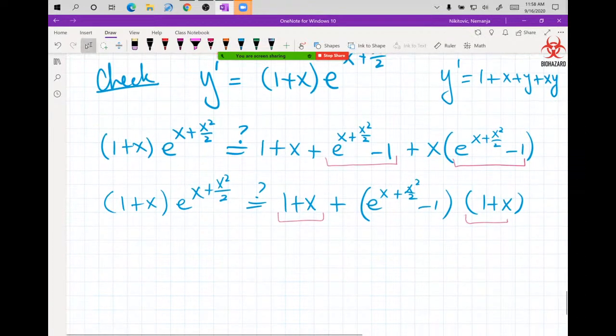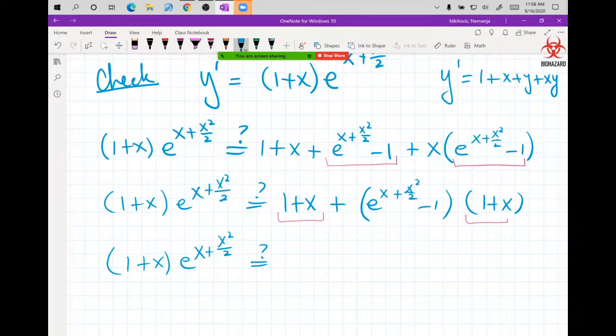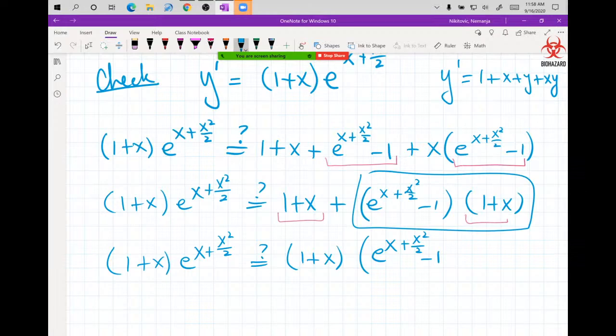So you would have, there we go, 1 plus x e to the x plus x squared over 2. Is that the same as if I factor 1 plus x over here? I have e to the x plus x squared over 2 minus 1. That's the first parenthesis. When I factor out here, that's what's left. And then when I factor out this one, you're left with plus 1.